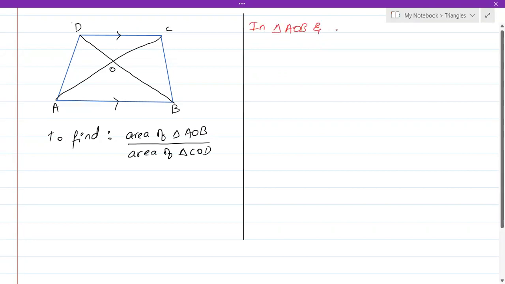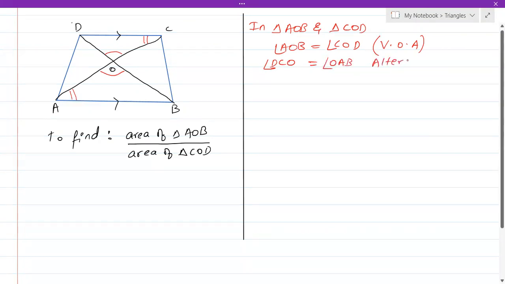In triangle AOB and triangle COD, it's very clear that angle AOB is equal to angle COD because they are vertically opposite angles. That is this angle and this angle. And similarly, this angle is equal to this. Alternate angles. Whenever two lines are parallel, always go with alternate angles. That is angle DCO will be equal to angle OAB, alternate angles.